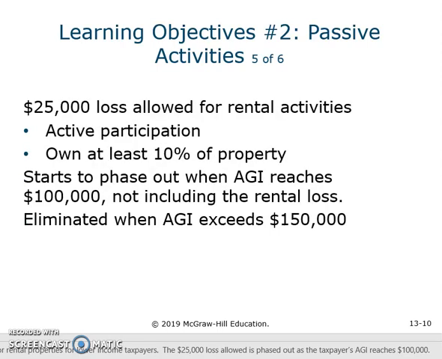There is a $25,000 loss allowed for rental activities if there is active participation and the individual owns at least 10% of the property. This starts to phase out when AGI reaches $100,000, not including the rental loss, and is limited when AGI exceeds $150,000.